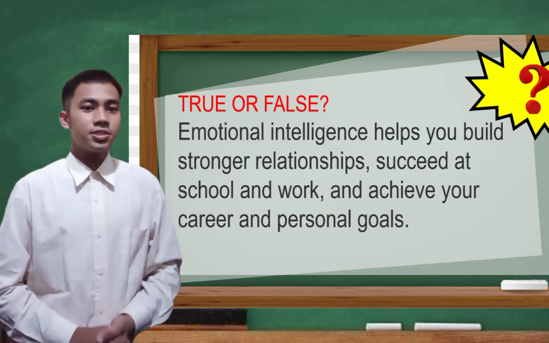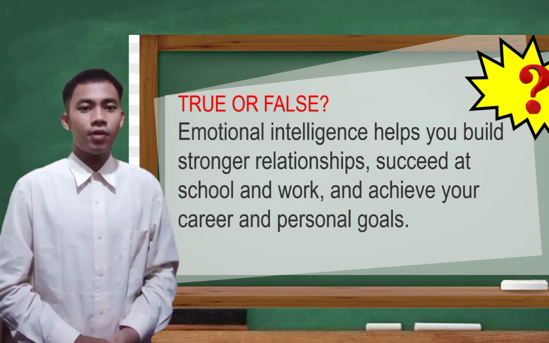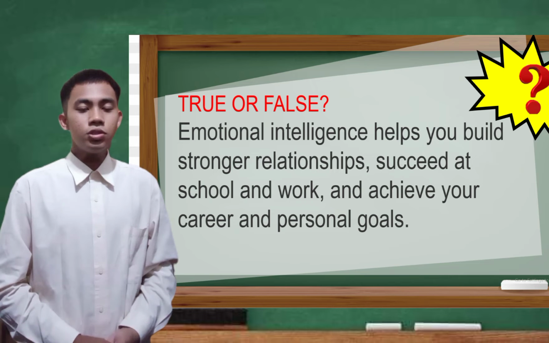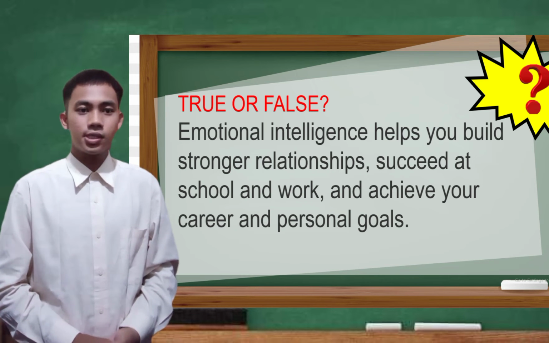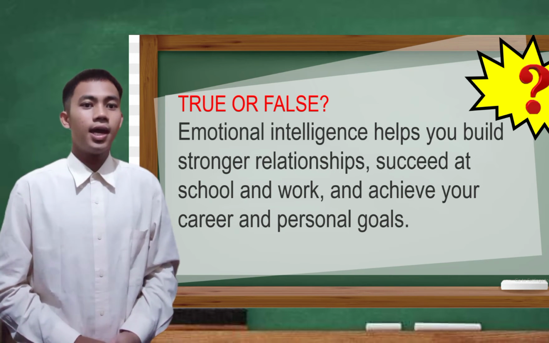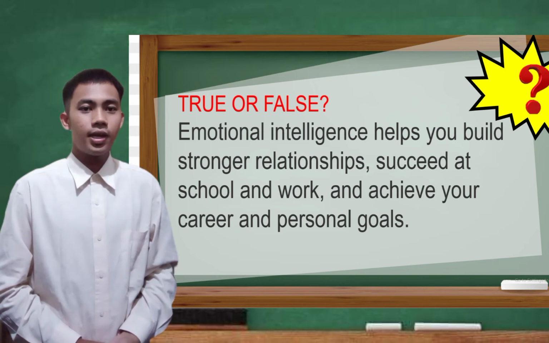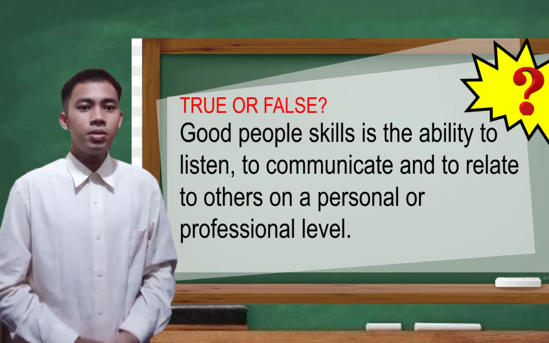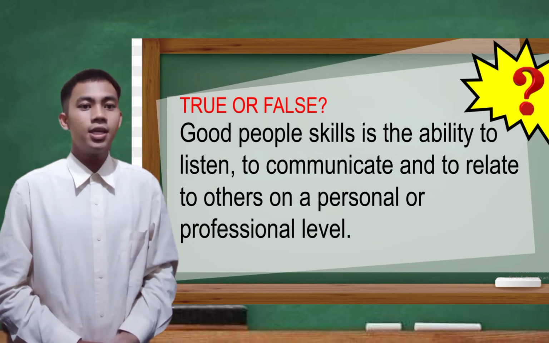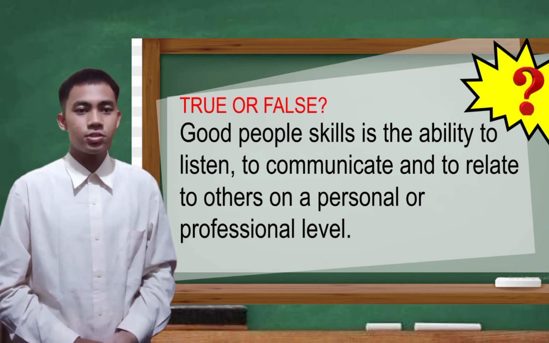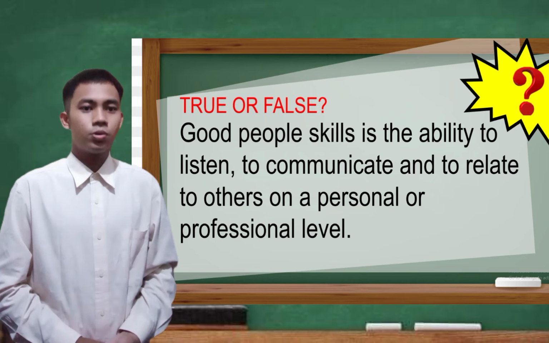So, for our last activity, identify whether it is true or false. So number 1, emotional intelligence helps you build stronger relationships, succeed at school and work, and achieve your career and personal goals. Okay, correct. That is true. And number 2, good people skills is the ability to listen, to communicate, and to relate to others on a personal or professional level. Correct.